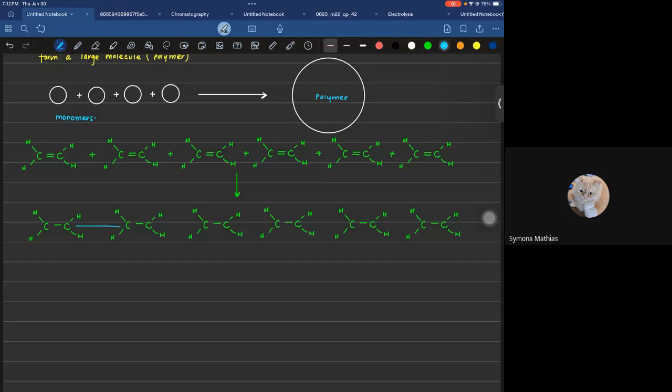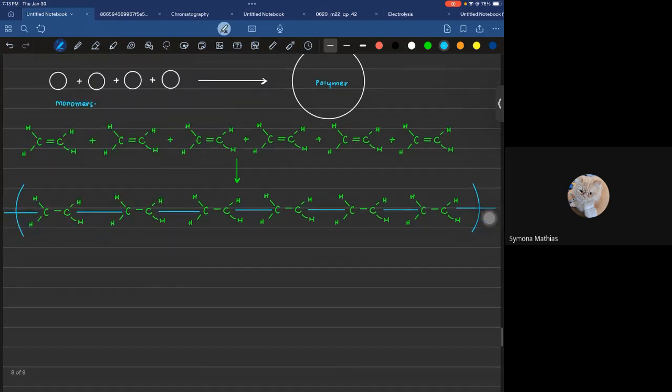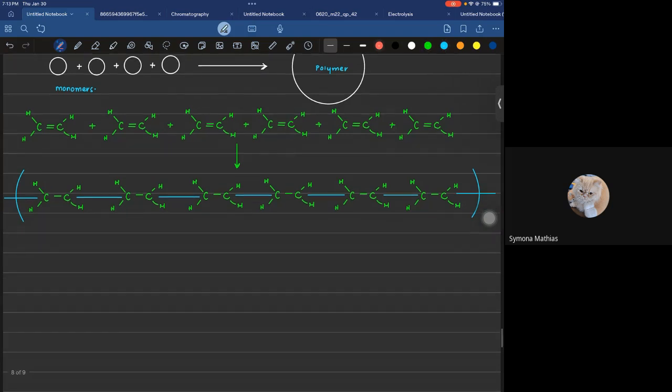I'm representing this with a different color. They are going to form a new bond. This bond is between the two monomers, and ultimately I continuously have many monomers. So this is called polymer. Continuously, we have a lot of molecules. So, in short, I can represent this.